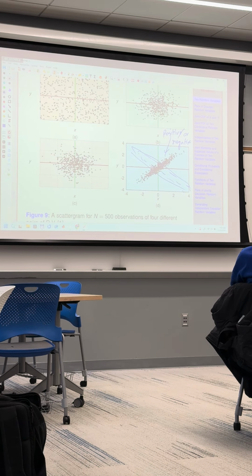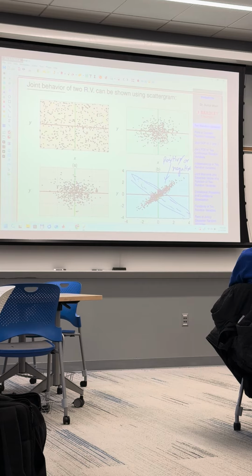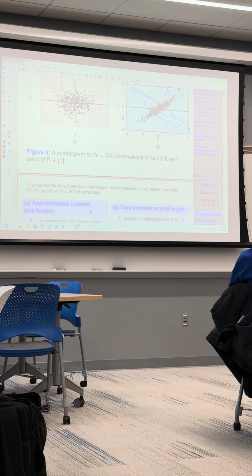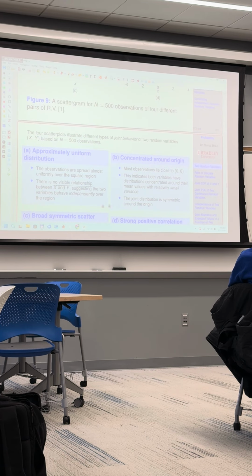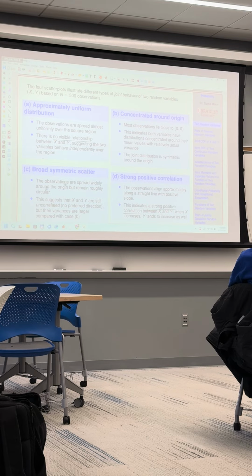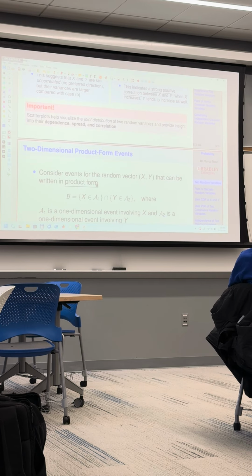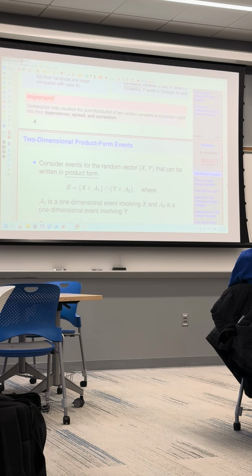But here, initially, I plotted just to highlight the concept, the idea, how these random variables are correlated, how they behave jointly. I actually described each of these plots right here. I'm not going to read my slide. They are nicely written in the following slide. What is important here is that scatter plots help visualize the joint distribution of two random variables and provide insight into their dependence, spread, and correlation.